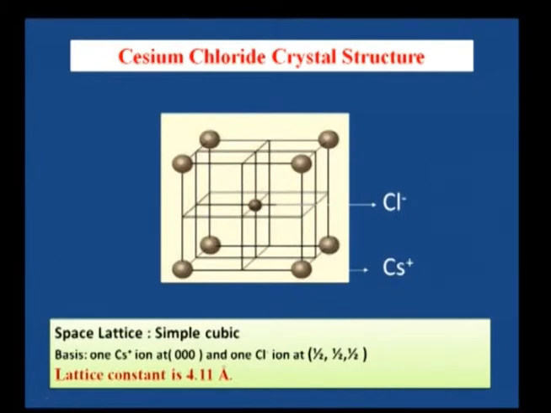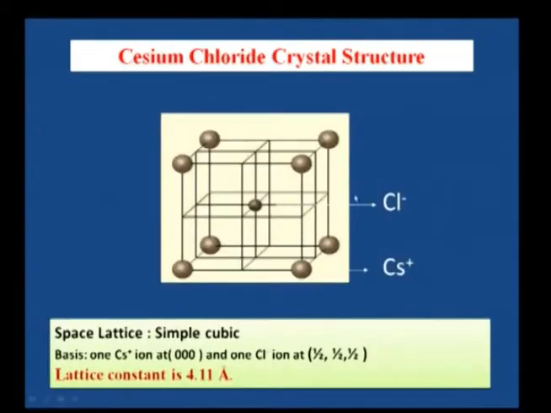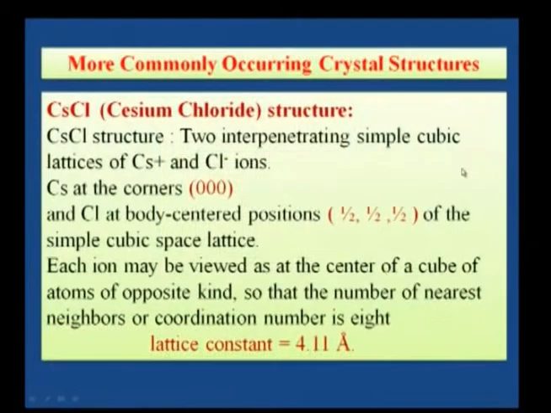That lattice constant, as all of you know, can be determined using X-ray diffraction. Not only X-ray diffraction, from quantum mechanics, now it is possible to determine the lattice parameter. You can calculate the total energy of the solid. So, theoretically also you can determine the lattice constant of any solid. Then, two interpenetrating simple cubic lattices, right.